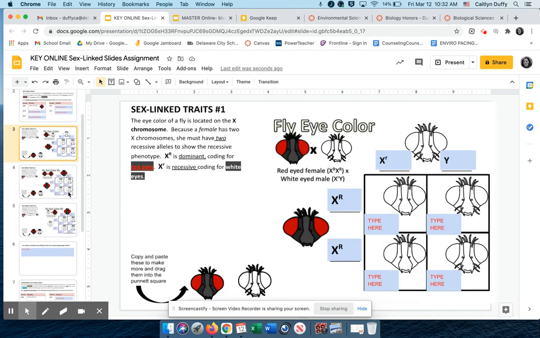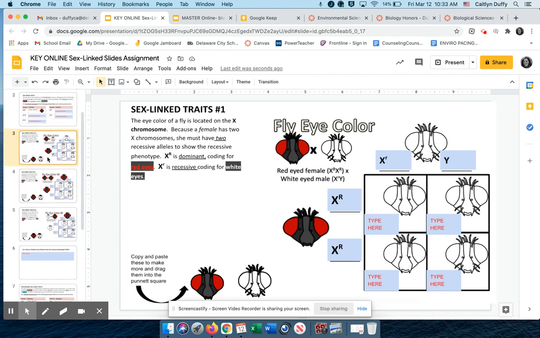And we've got several problems. We've got 1, 2, 3 sex-linked problems. I'm going to do the first 2 with you. Same thing as the last slide. The eye color of a fly is located on the X chromosome. Because a female has 2 X chromosomes, she must have 2 recessive alleles to show the recessive phenotype. X big R is dominant, coding for red eyes, and X little r is recessive, coding for white eyes.